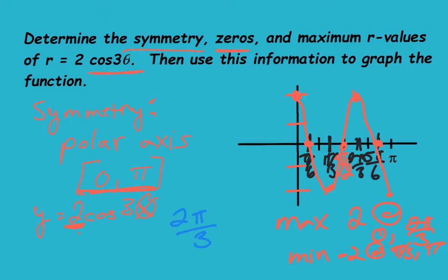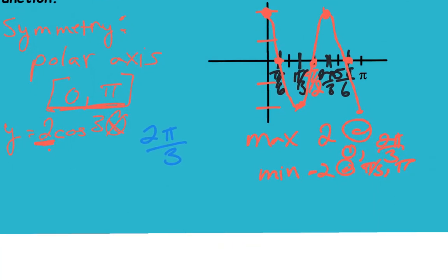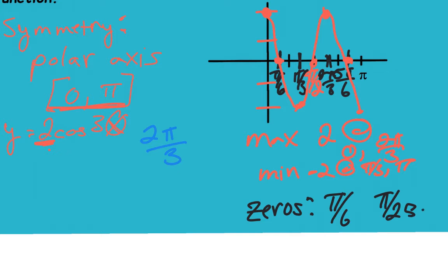My zeros are going to occur at pi over 6, at pi over 2, and at 5 pi over 6. Because that's where it was 0, right here, here, and here.